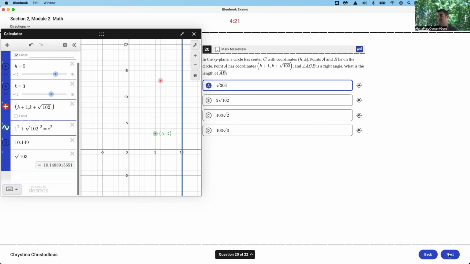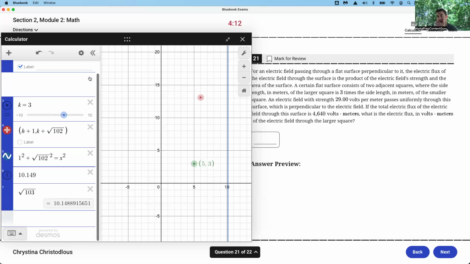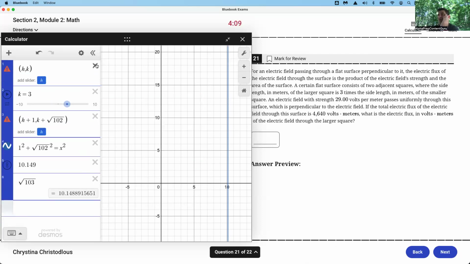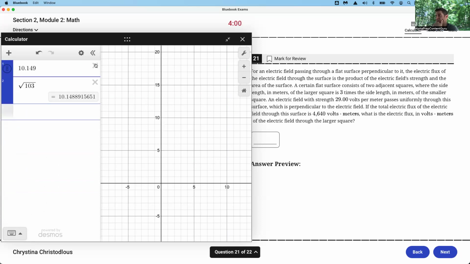Since we've got 2 questions left and we've got 4 minutes left, I better step this up. So here we go. We've got an electric field passing through a flat surface perpendicular to it. The electric flux of the field through the surface is the product of the field strength and the area of the surface. A certain flat surface consists of 2 adjacent squares where the side length in meters of the larger square is 3 times the side length in meters of the smaller square.